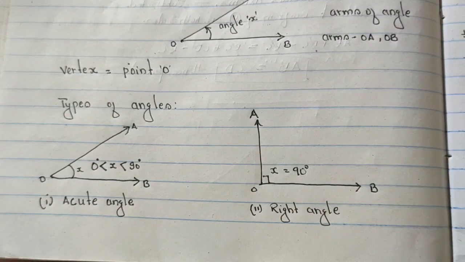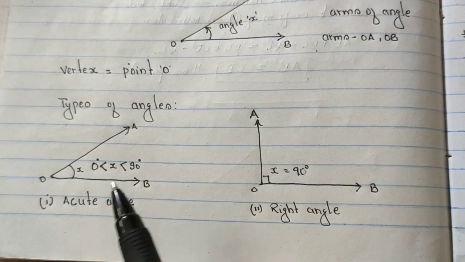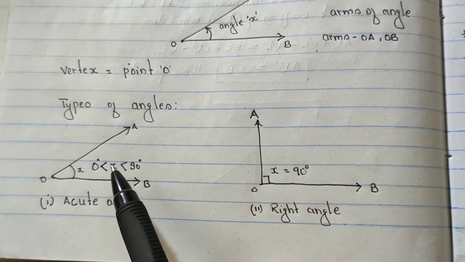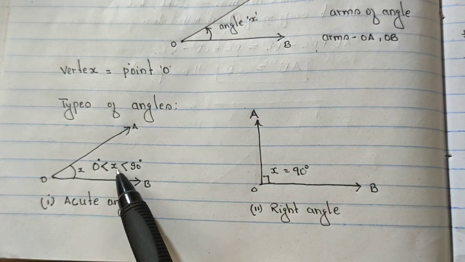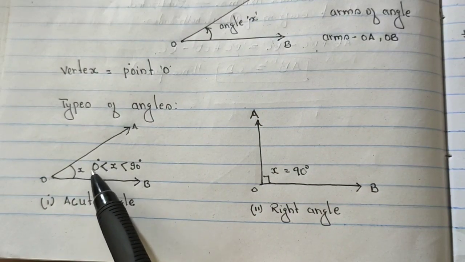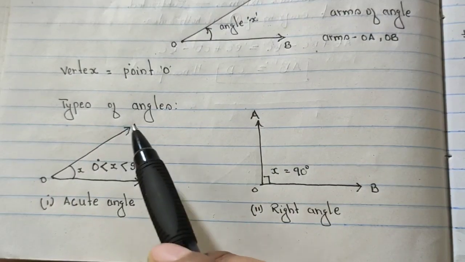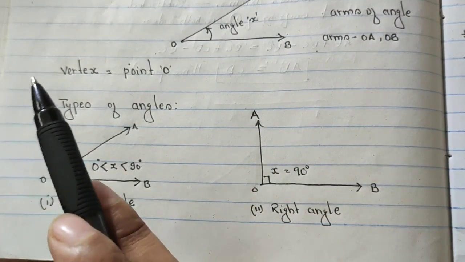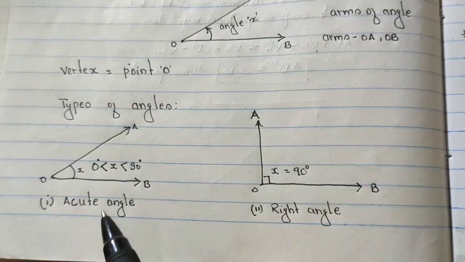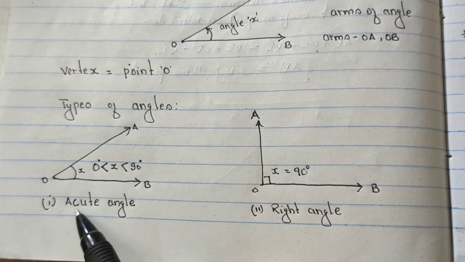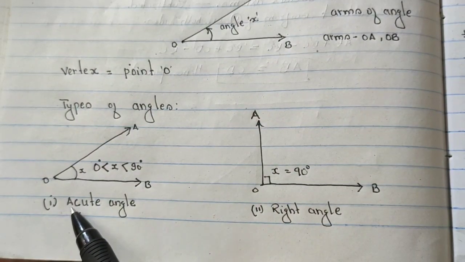So let's start with the acute angle. Suppose I have this angle which is denoted by X. So what is an acute angle? An acute angle is greater than 0 degrees and less than 90 degrees. It means the angle is greater than 0 degrees but smaller than 90 degrees. You can remember this angle with the name acute, as A comes first in the alphabet.